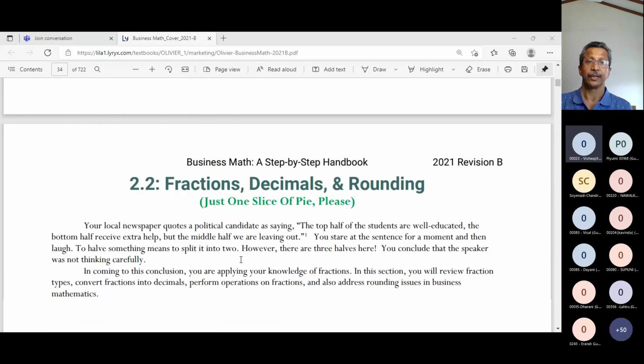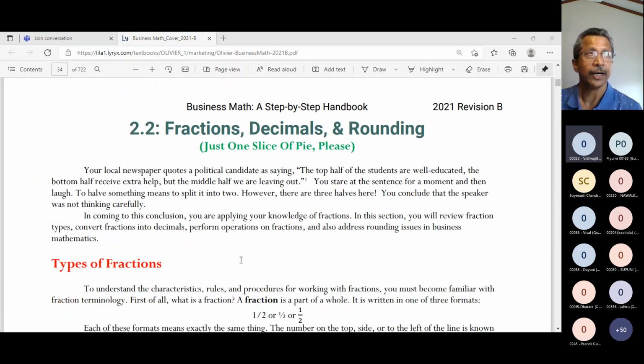Right. Now we go to earlier what we did, which was the order in which we do the calculations. Now we go to fractions, decimals and rounding. Okay. All are part of the same thing, just one slice of pie, please. That is an example.